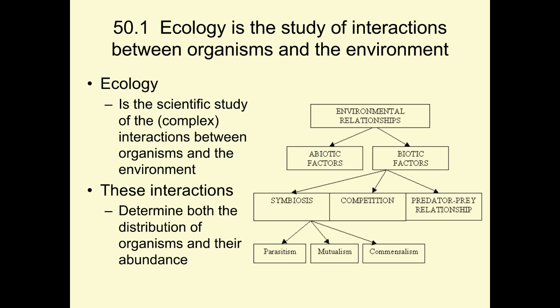All right, now some things we're going to look at. We're going to look at key interactions between biotic factors such as symbiosis, competition, predator-prey relationships. And some examples of symbiosis are parasitism, mutualism, commensalism. We'll get back to those in a while. Everyone okay? Good.